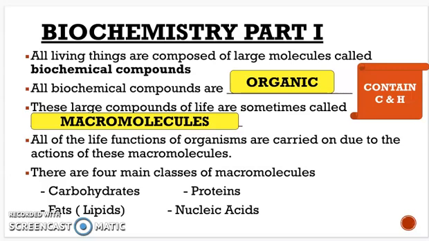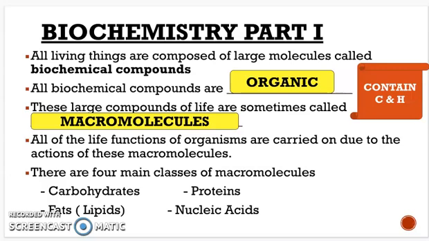So all living things are made up of large macromolecules. And these large molecules are called biochemical compounds. A biochemical compound is known as organic, which means it has carbon and hydrogen. So these large compounds we are going to call macromolecules, which you've heard me say previously. Macro meaning large. All of life functions for organisms are carried on because of these macromolecules.